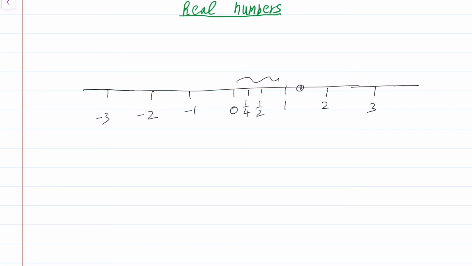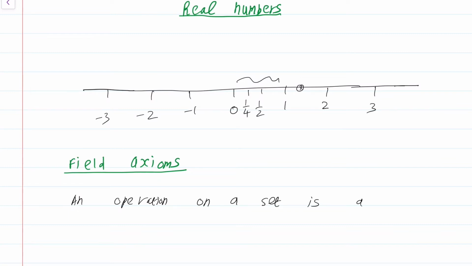So there are several properties that are satisfied by the real numbers. We will first deal with the algebraic operations, which is going to be captured by the field axioms. The field axioms. Okay. So an operation on a set S is a function f from S cross S to itself.